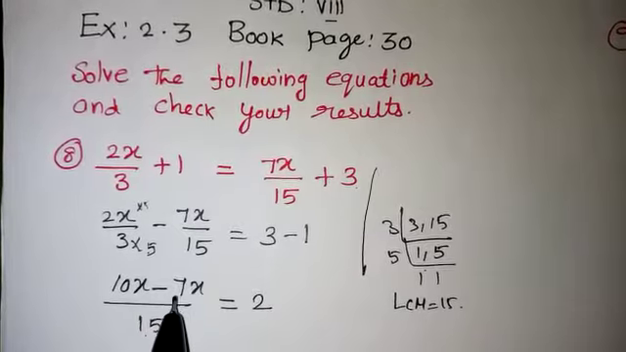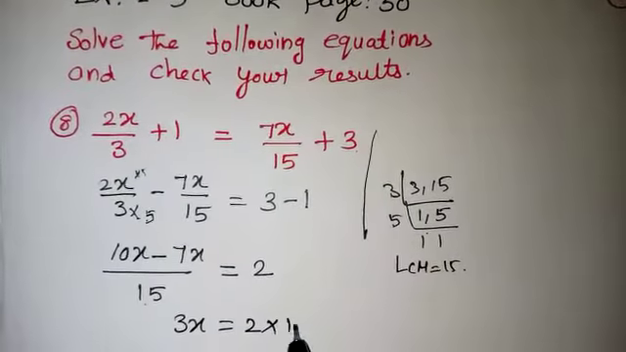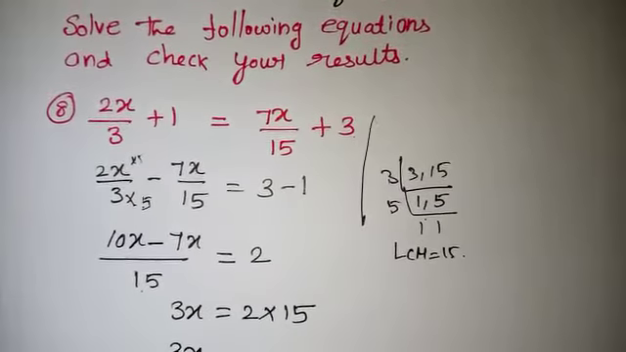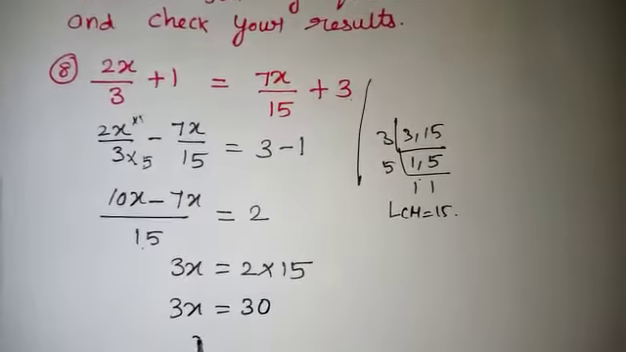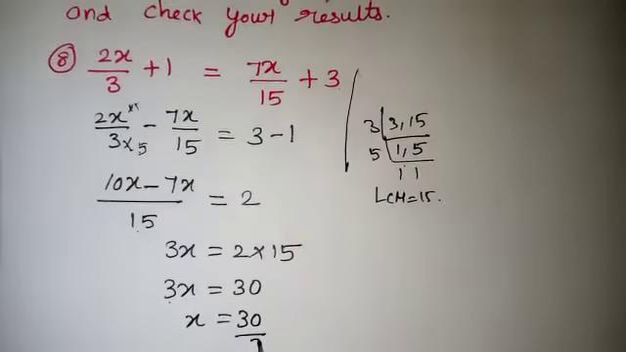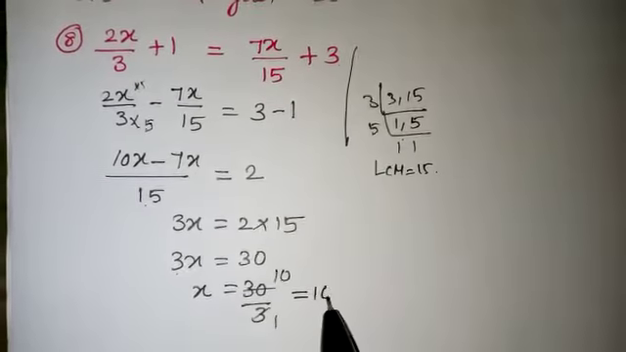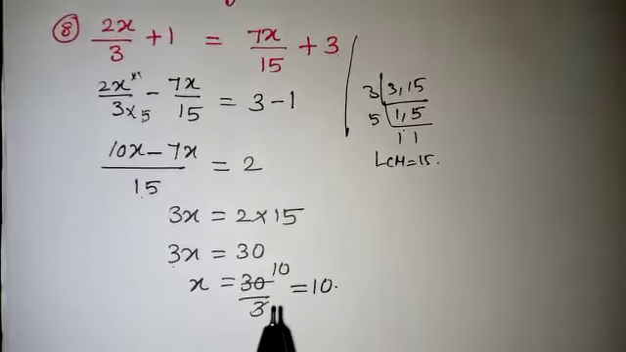So 10x minus 7x will give you 3x, which is equal to 2 into 15. So 3x is equal to 30. So x is equal to, the multiplication 3, if you take it to the other side, it will become a division, 30 by 3. So 3 tens are 30, 10 times. So x is equal to 10. So x is equal to 10 is the answer we are getting.